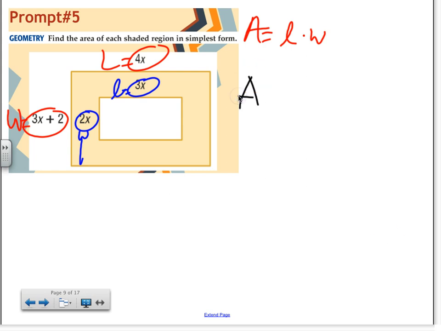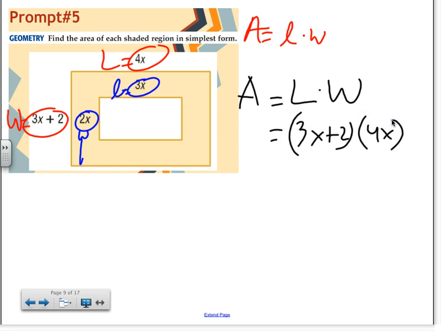So, listen. For the area, I'm going to report that. For the area of the big rectangle, what would you do? How do you find it? What do you plug in? I'll report that, which is 3x plus 2 times 4x. Hey, is it recording? It is. Okay, moving on. And what about the area of the smaller rectangle?